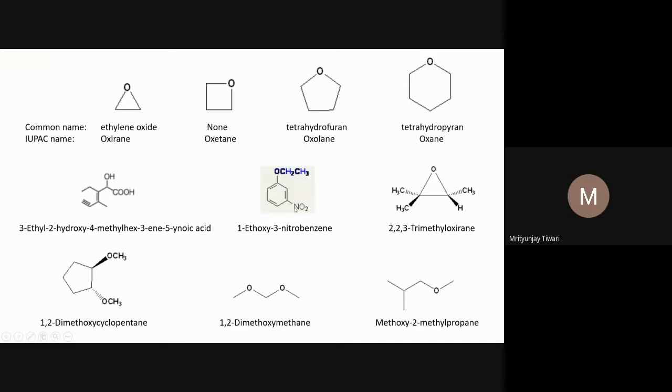You can start numbering from here or here. You will get the substituents as 1, 2, 3, or you do numbering 1, 2, 3. The substituents are at the 1, 3 positions, so that numbering will be preferred. Now we see the alphabetical order to decide from which carbon the numbering should start. This is ethoxy, E. So the numbering will start from here, 1, 2, 3, and so 1-ethoxy-3-nitrobenzene.